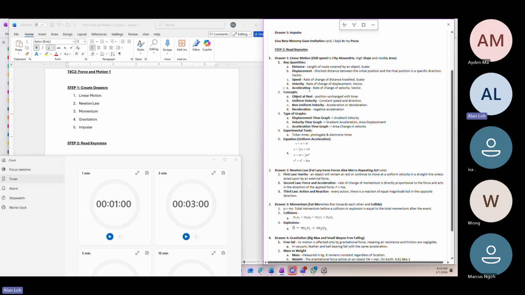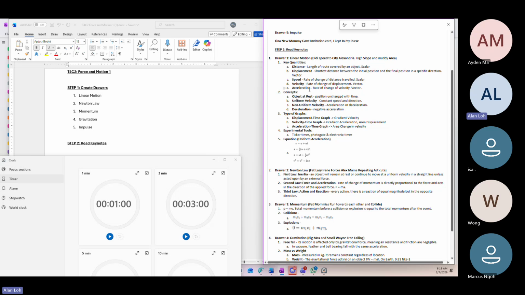So drawer number 2 is about Newton's laws. There are 3 laws, right? So what you need to know is there are 3 laws related to Newton, which we're going to learn later. Law number 3 is momentum. Momentum is related to collisions and explosions, right? And there's this formula over here. Number 4 is gravitation. So gravitation, you have free fall and you have mass versus weight. What is mass? What is weight?